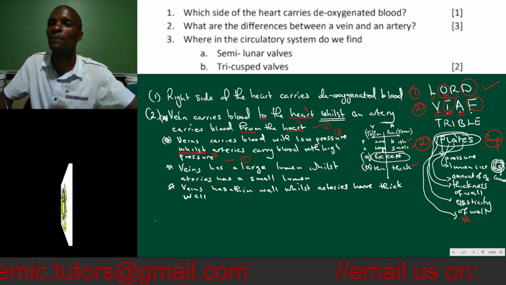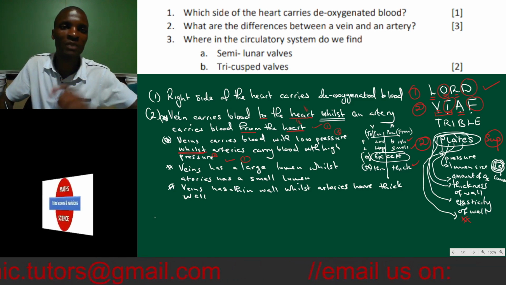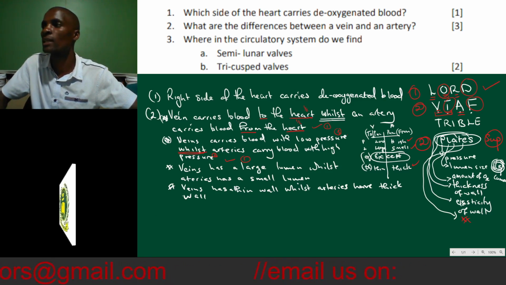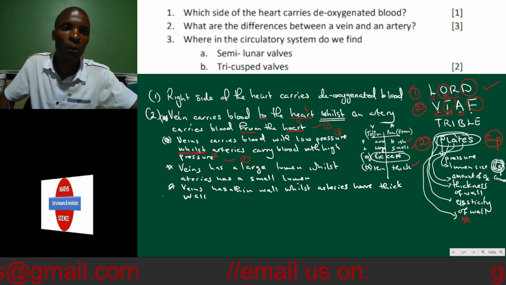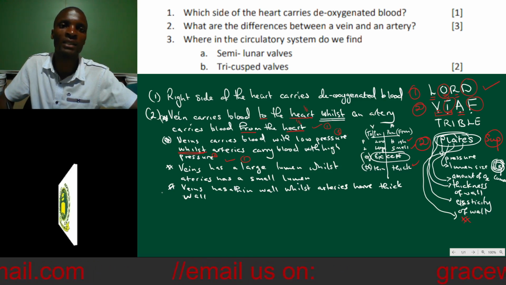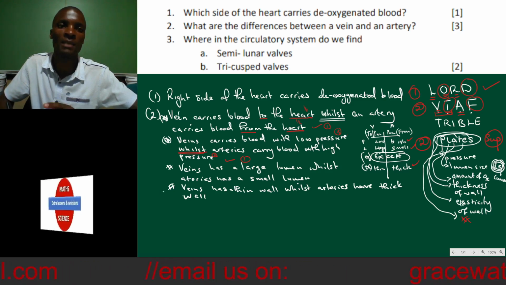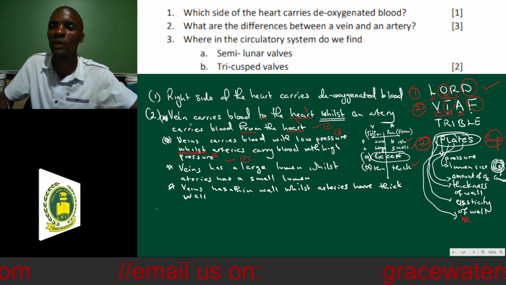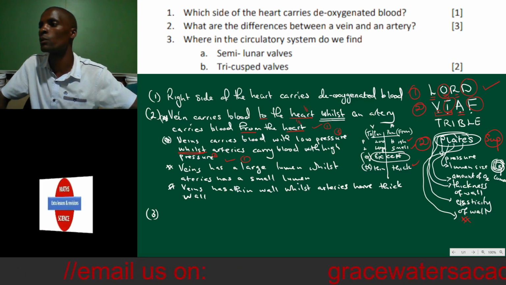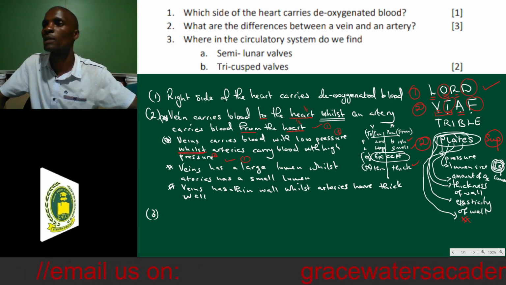Let's go again. Okay, we have got the last question, which is question number 3. What is it saying now? It is saying, where in the circulatory system do we find semilunar valves and tricuspid valve? That's part 3. And you know, these things are very confusing. They used to confuse me when I was at school. Let me now show you.